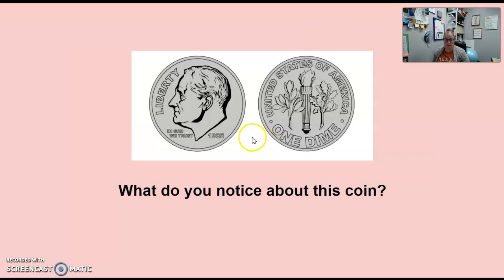So I would like you to do that. I would like for you to turn and talk to somebody and say, I noticed that this dime has, and fill in the blank. So turn and talk to somebody and say, I noticed this dime has, and then we're going to talk about it. Ready? Go. All right, come back to me in 3, 2, 1, 0.